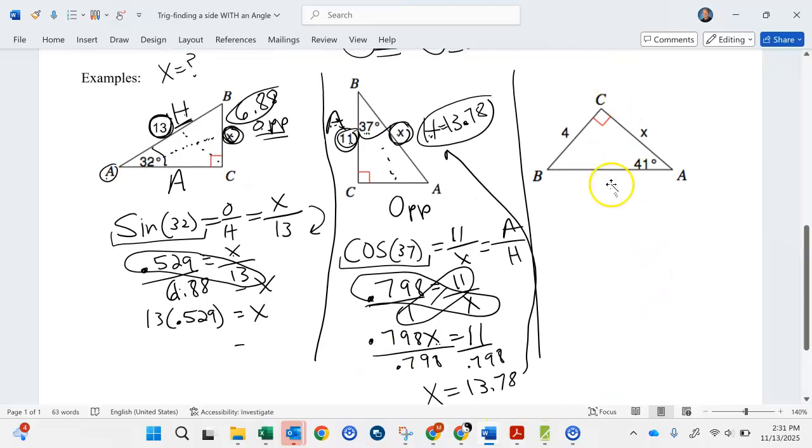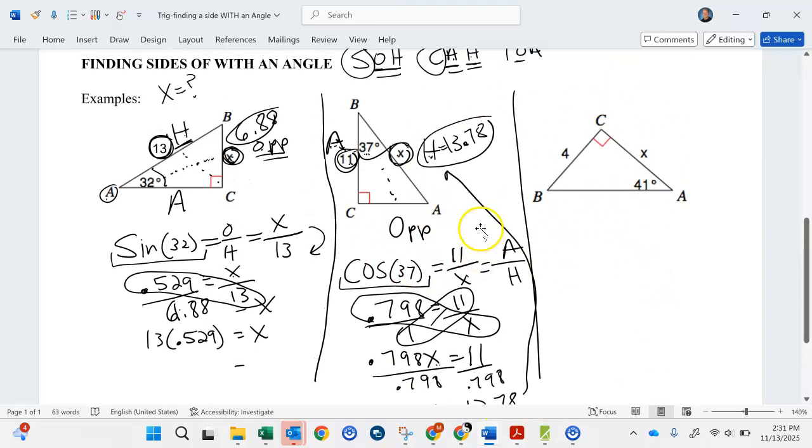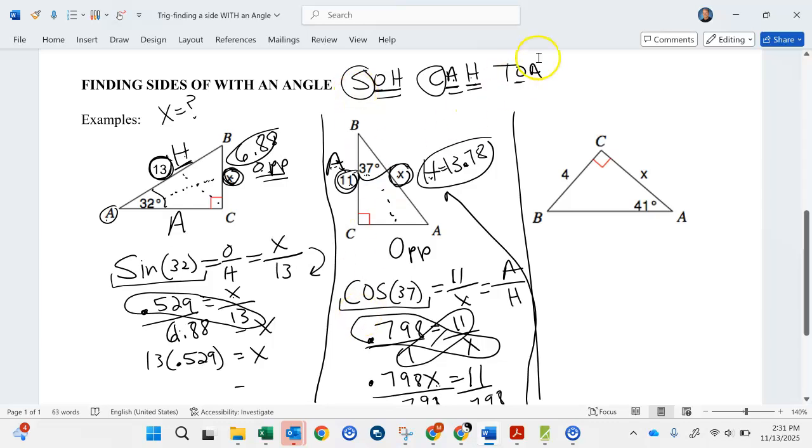Let's try one more. If you want to try this by yourself, first of all, define the right ratio. Are we going to be using sine, cosine, or tangent? Okay, so please try this. Pause the video and come back and see what you get, okay?